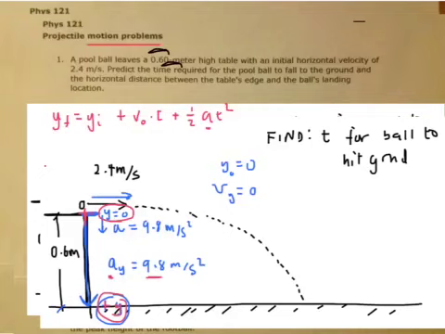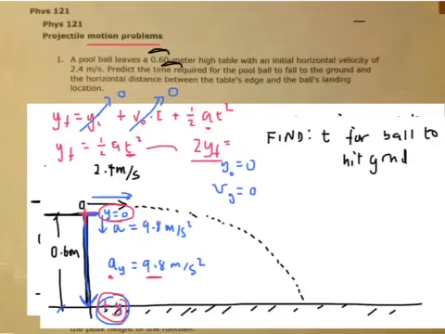From this equation, we know that the initial velocity is 0, so this term drops out, and we know that the initial y point is 0. So we're left with y final is equal to 1/2 a t squared. And we're looking for the time it takes to hit the ground. So we can rearrange this equation to get 2 times y final divided by a is equal to t squared, and we can take the square root of that to solve for t.